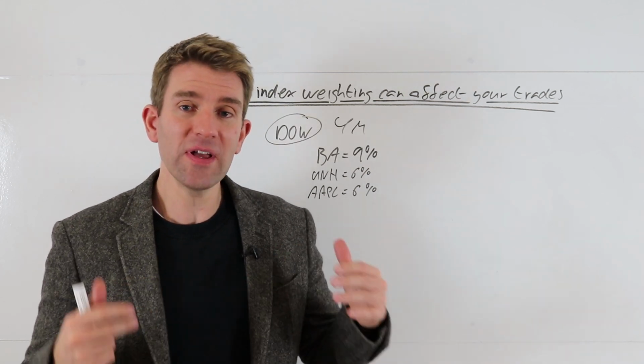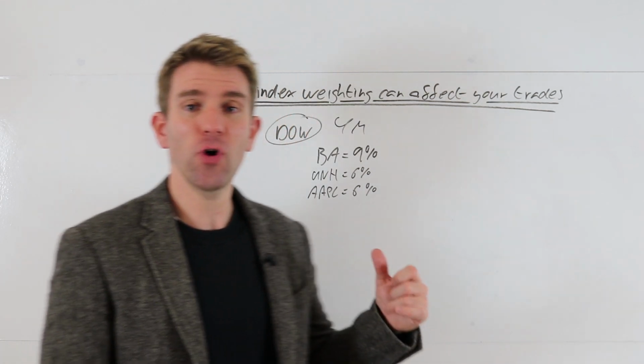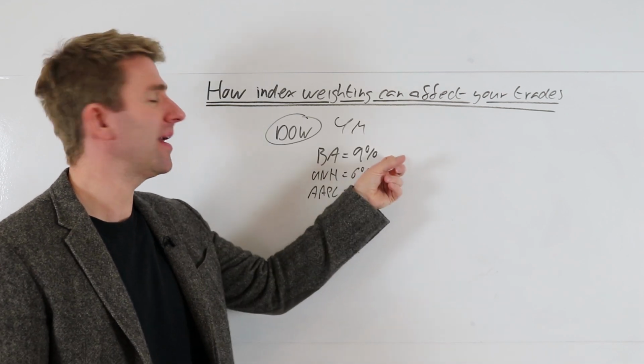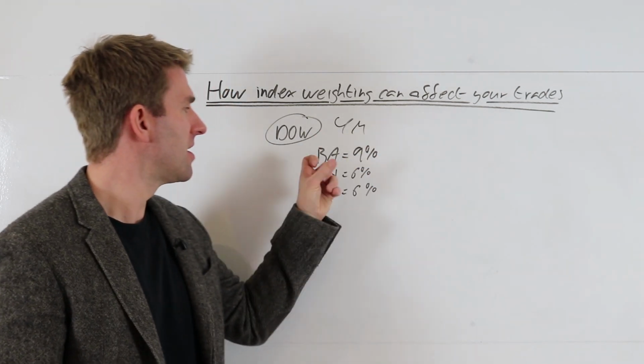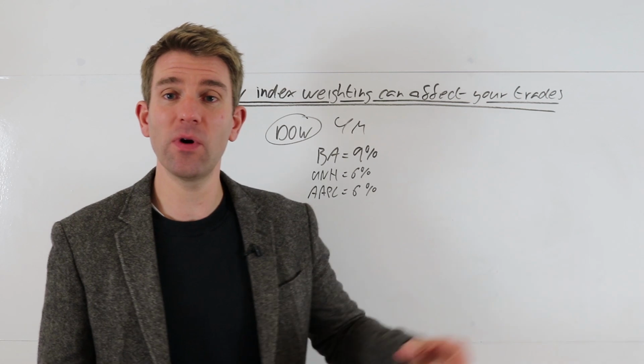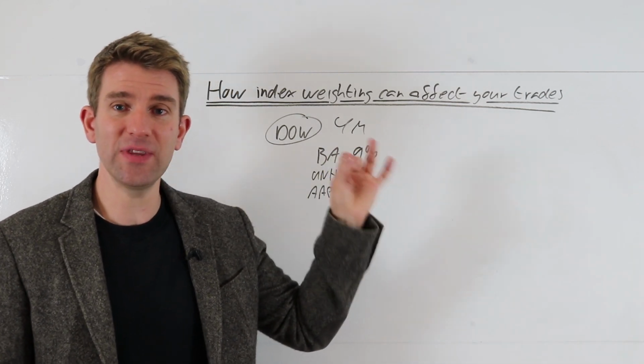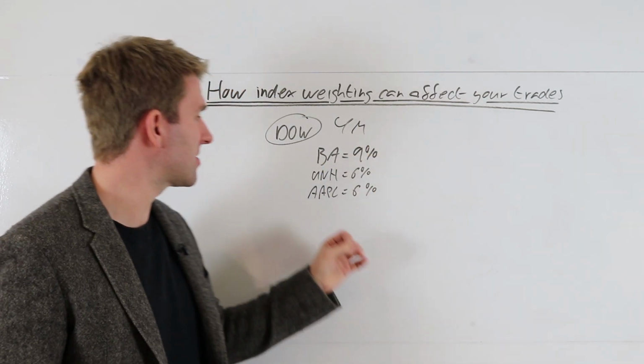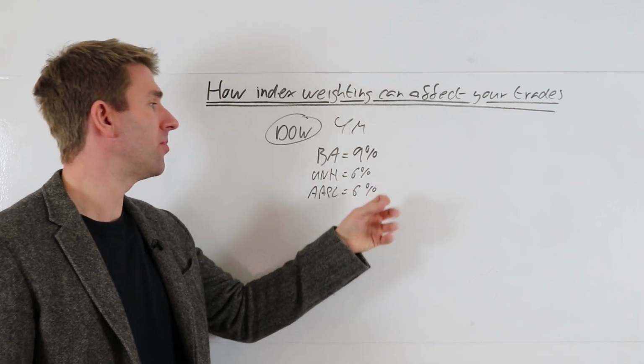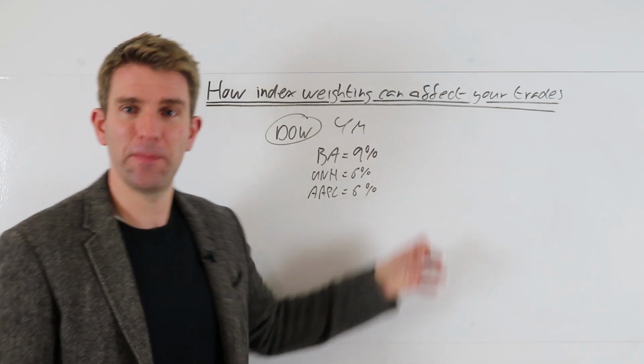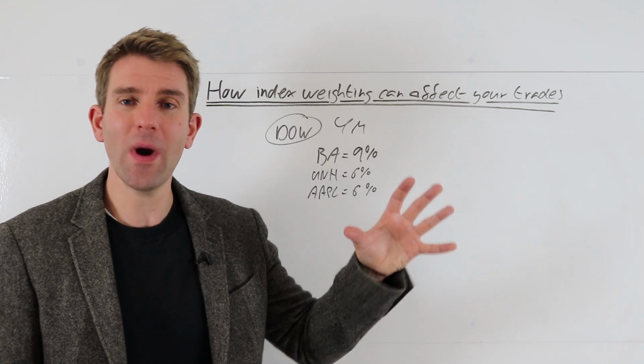But with the Dow specifically, you've got this situation where Boeing is, and I've rounded these a little bit, guys, 9%. In other words, it has a 9% weight on the index, the biggest weighting on the index. Then you've got United Health, and you've got Apple. So these three have a big percentage weight on the index.